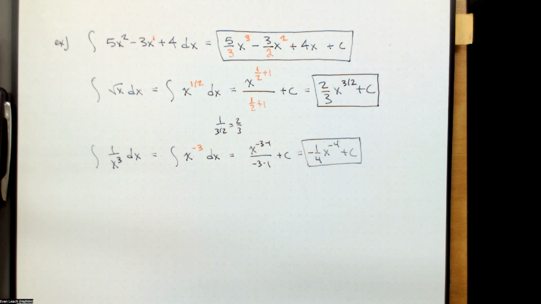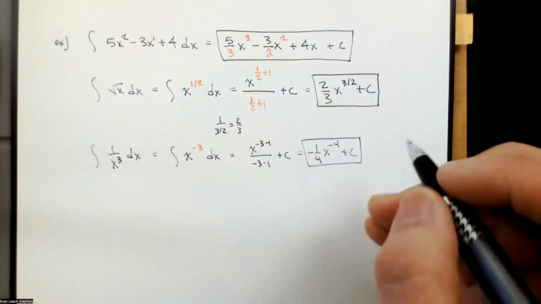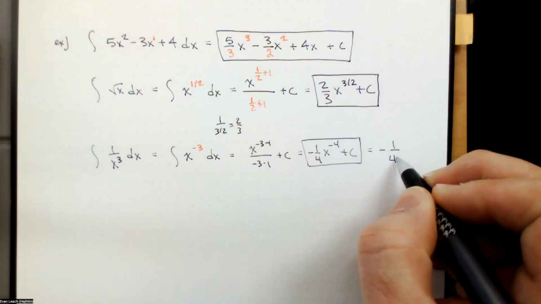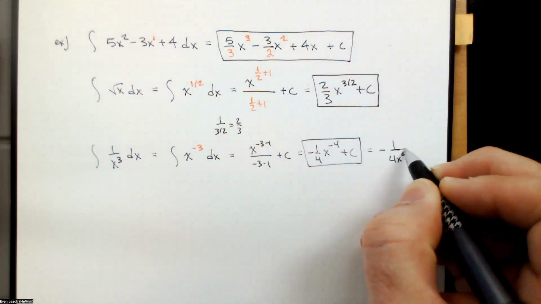If you don't like the negative exponent, it goes in the denominator. Only the x has a negative exponent. -1/4 does not have a negative exponent, so we don't flip that part over. So we could also write this as -1 over 4 x to the 4.